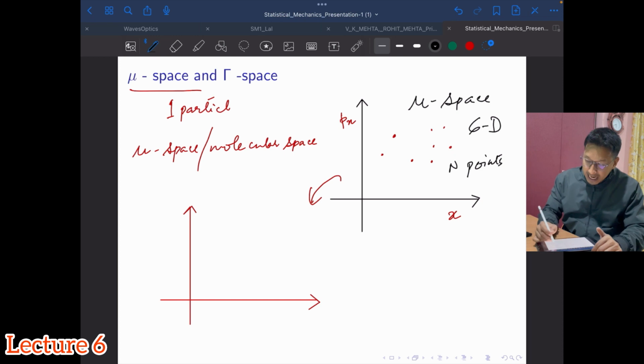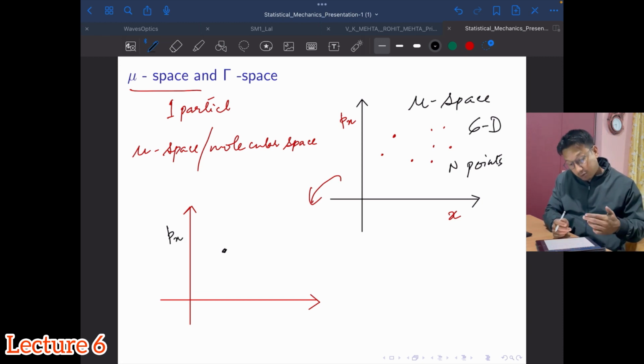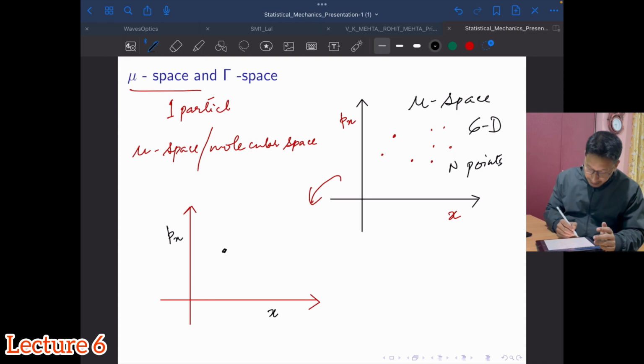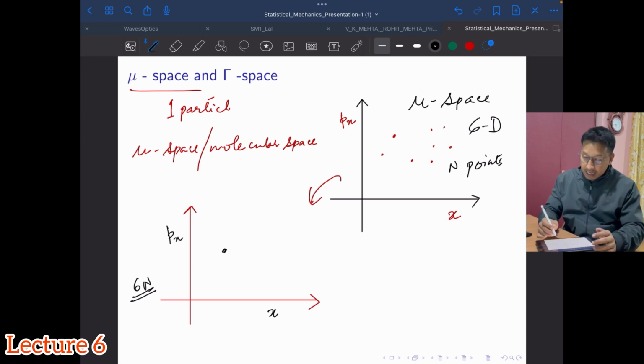So this entire n-point system I'll represent by a single point, whereas my axes now became how many? 6n of them. Again, this px is a representation for all the momentum axes, and similarly this x is a representation for the entire coordinate axes. So I have a 6n-dimensional space, and the entire system consisting of n particles is within one point.